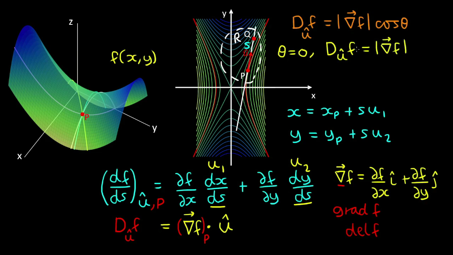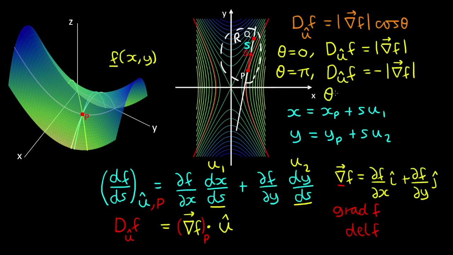So the function increases most rapidly in the direction of the gradient vector at every point P in the domain of the function f. And if theta is equal to pi, then we see the directional derivative is equal to the negative of the magnitude of the gradient vector. So when we're taking a directional derivative in the direction that's anti-parallel to the gradient vector, the function decreases most rapidly in that direction.